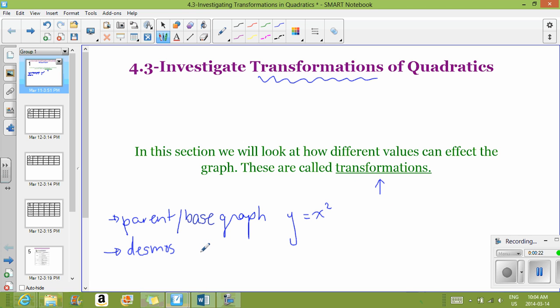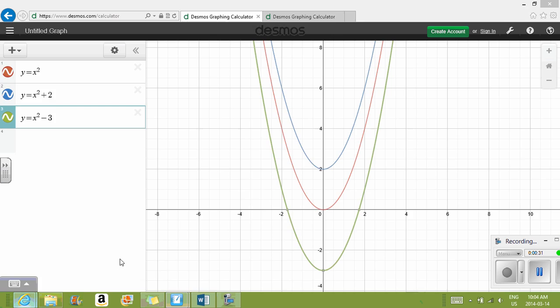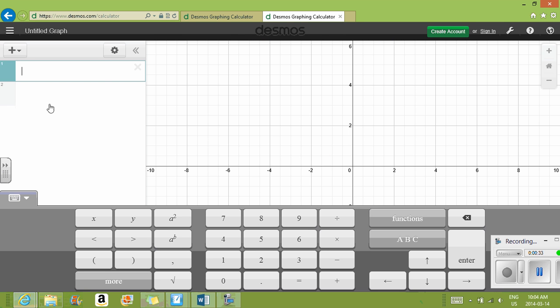In order to do that, you need some sort of technology. Whether you're using a graphing calculator, or I can show you here, there's this awesome website called Desmos. Here it has all the tools. You just type your equation, and you can add as many equations as you'd like to your graph, and it gives you the color and pops up just as you do it.